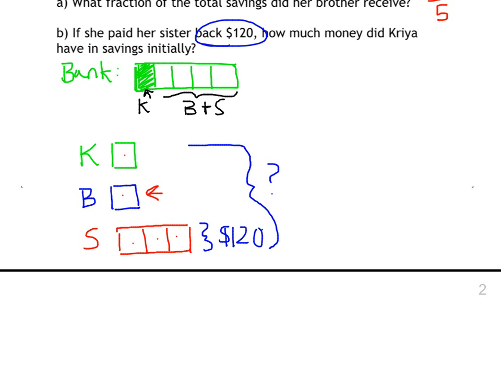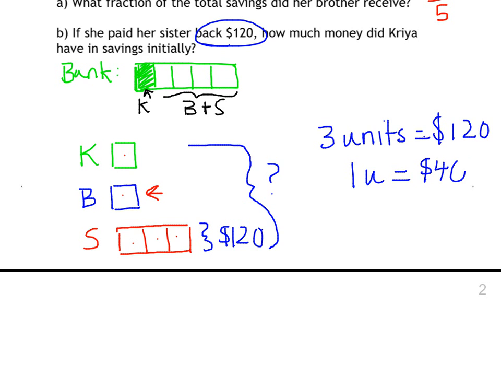For her sister's 3 units are equal to $120. So 1 unit, and I'm going to abbreviate and just use U, is equal to 120 divided by 3. Well, I know 3 goes into 12 4 times, so it should go into 120 10 times more than that. It's $40. So 1 unit is $40. Well, that's pretty easy. Then we know that Kriya got $40, her brother got $40, and their sister got $120. All together, they make up 5 units.